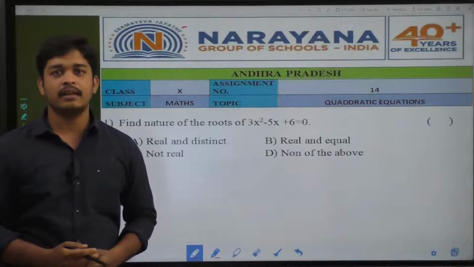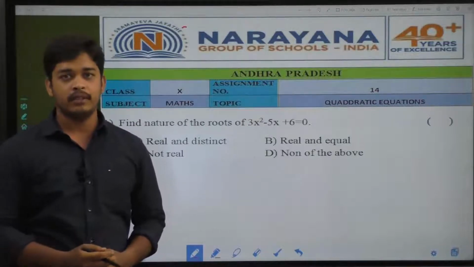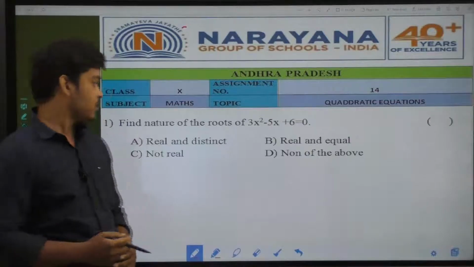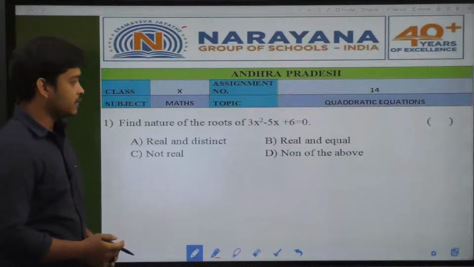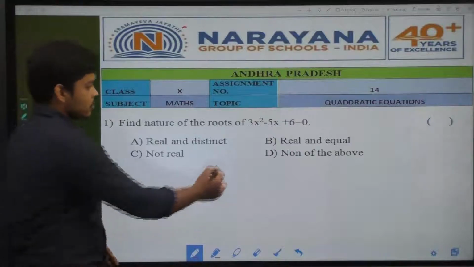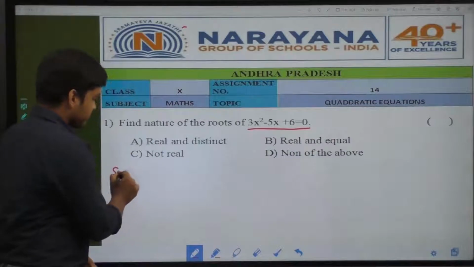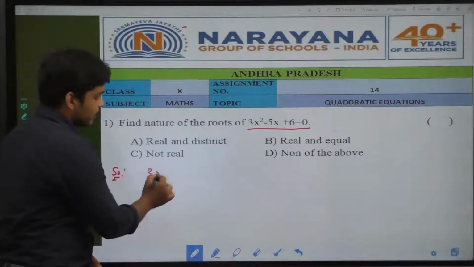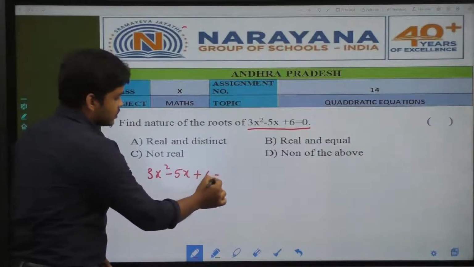Today we are discussing 10th standard mathematics, quadratic equations, assignment number 14. In the first question, find the nature of the roots of 3x square minus 5x plus 6 is equals to 0. So the given quadratic equation is 3x square minus 5x plus 6 is equals to 0.